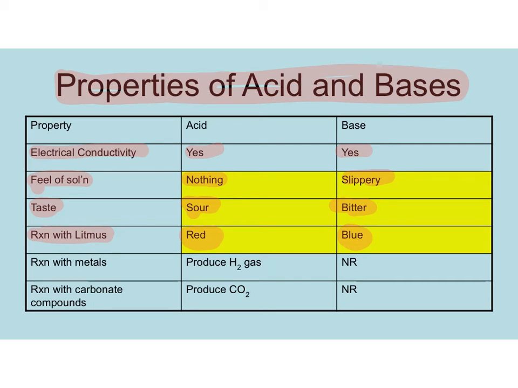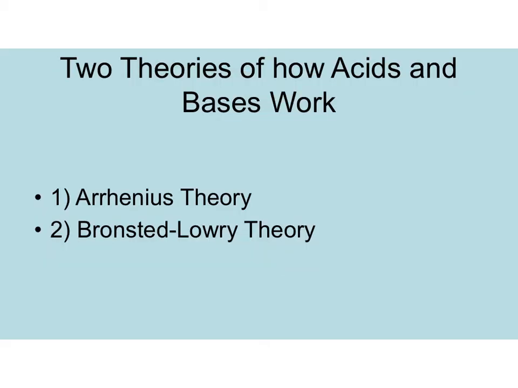Now, there are some other ways to identify them, but these involve doing some reactions, which is not the easiest way to identify an acid or a base. We would always use litmus paper or a pH scale. It's the reaction with metals: acids usually react with metals, whereas bases don't. And carbonate compounds, compounds that contain carbon, usually react with acids, and there's no reaction with bases.